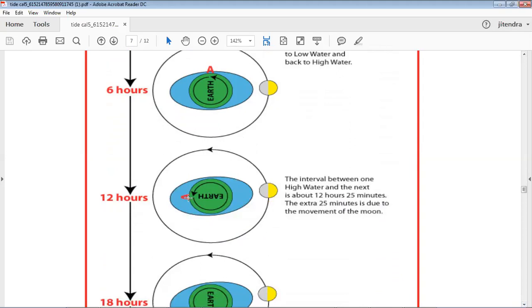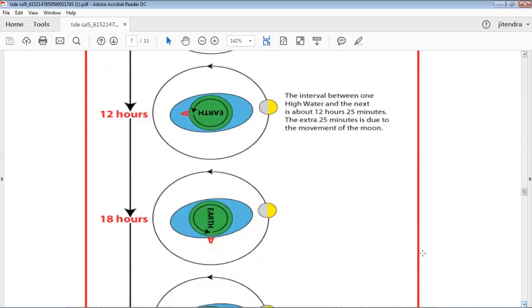Now, after 12 hours, this person reaches here. Again, he will have high water approximately. But the moon has shifted a little bit up, so there will be around 25 minutes lag. So he will have high water not at 12 hours, but at 12 hours 25 minutes.